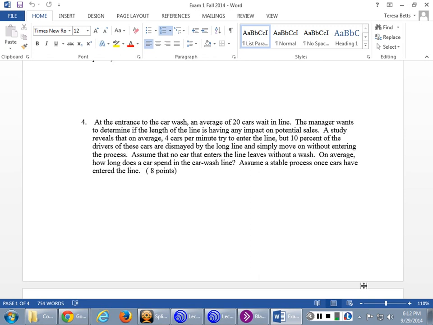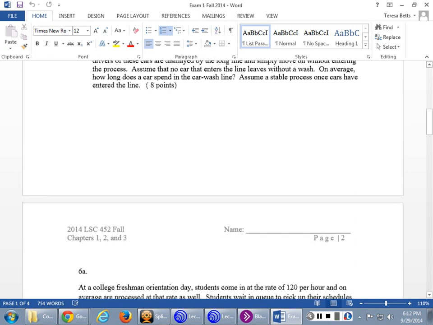And then you're just using our regular formula. Inventory is equal to throughput times flow time, and we're solving for time. So inventory divided by throughput. 20 divided by 3.6 gives us 5.56. We had done a problem like that in class where we talked about an abandonment type approach, and so that's what we were dealing with there.